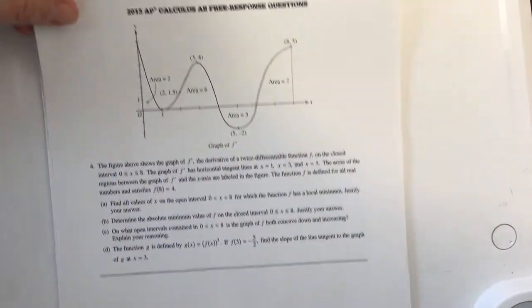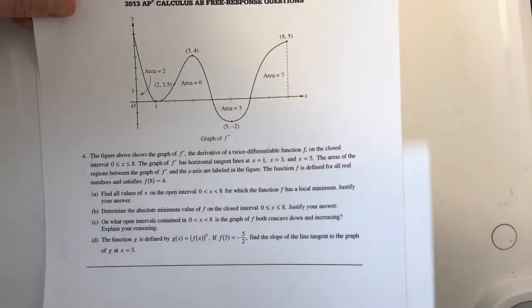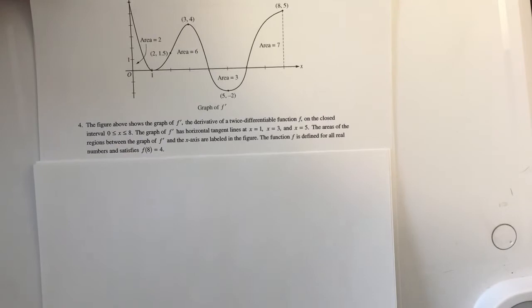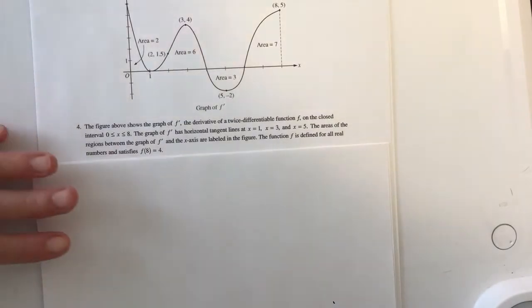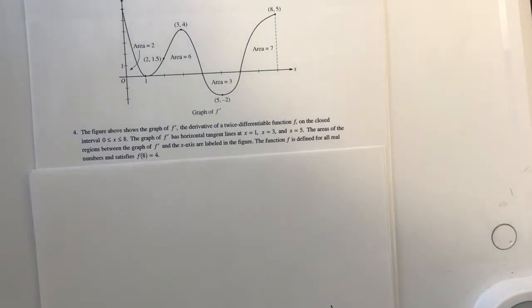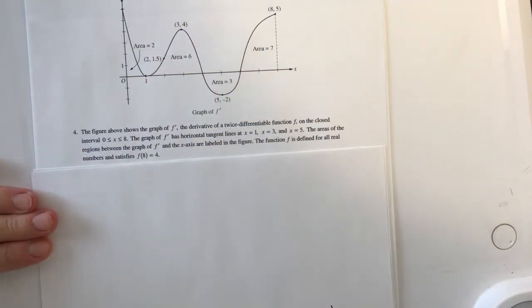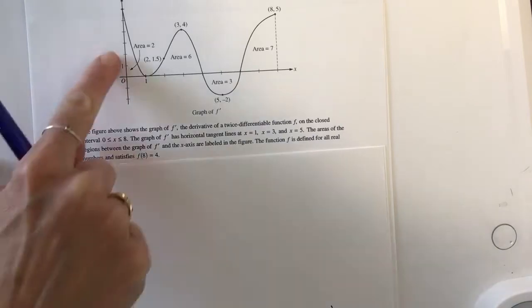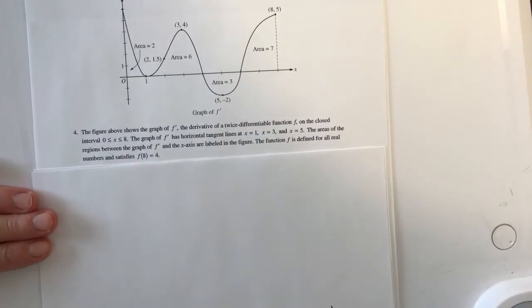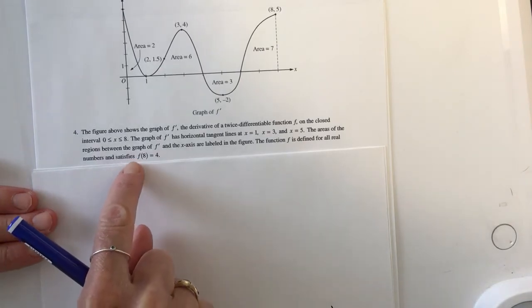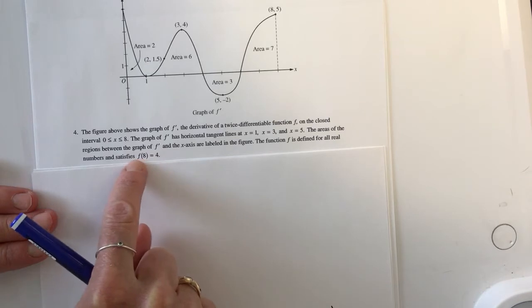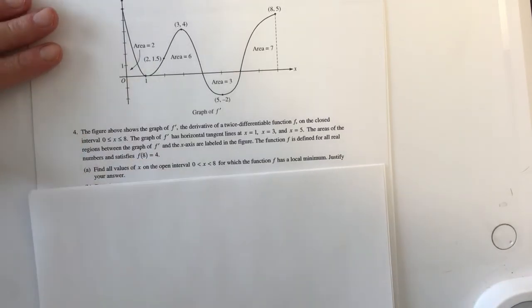So they gave us f prime, and they said it's a twice differentiable function f. Okay, that's good. So all of our theorems apply. And they told us that these are horizontal tangents here. And what else did they tell us? The areas are labeled, talked about that, and the function is defined for all real numbers. Okay, and then they did give us an initial condition there. F of 8 is equal to 4, so that's kind of interesting.